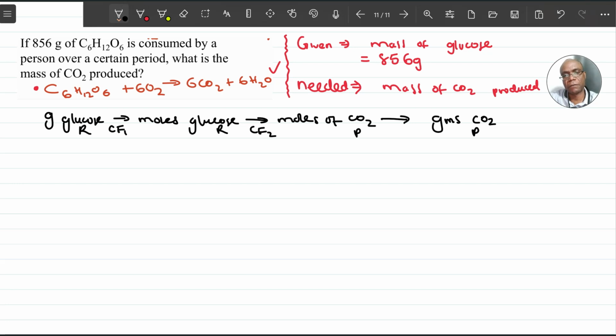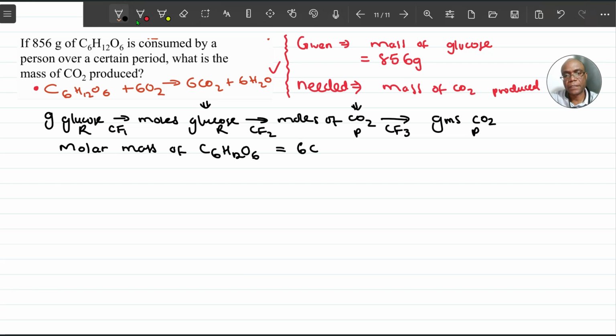Conversion factor 1, conversion factor 2, conversion factor 3. I prefer to use the method of dimensional analysis. Now, before I work out anything, let me go ahead and find the molar masses. The molar mass of glucose, C6H12O6, is not given, but I need it in order to find the moles of glucose. Similarly, I'll need the molar mass of CO2.